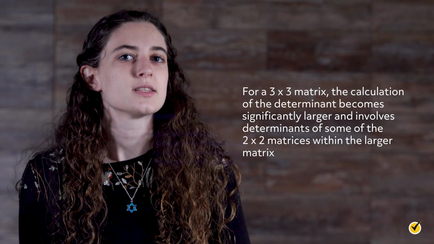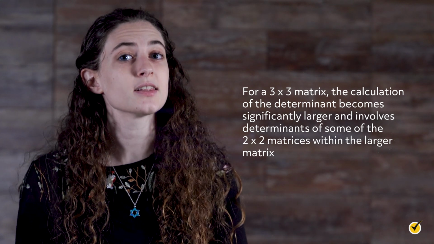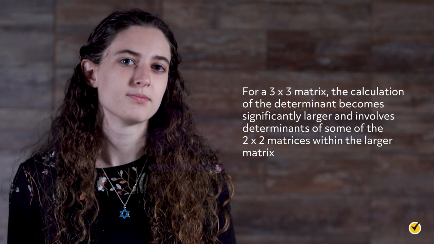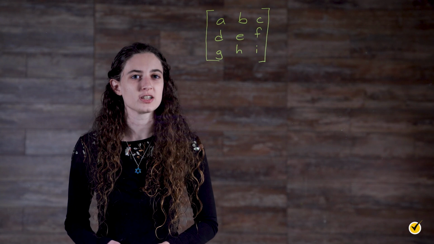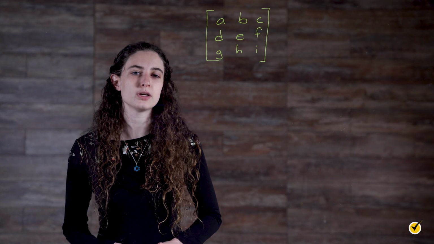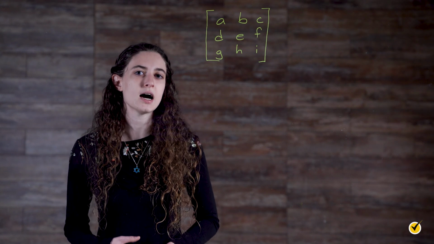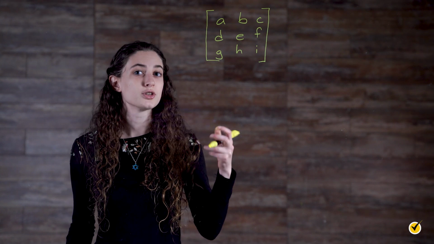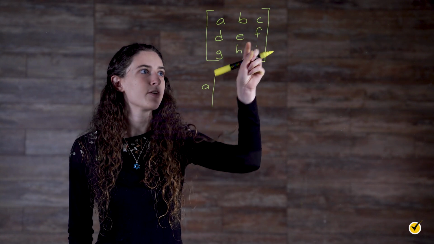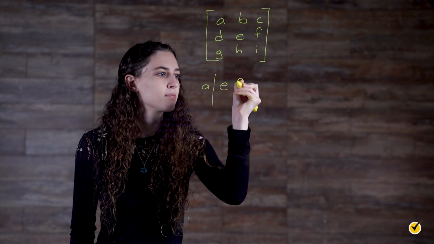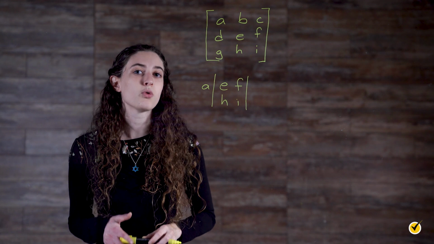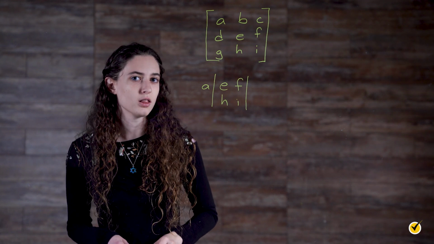For a 3x3 matrix, the calculation of the determinant becomes significantly larger and involves determinants of some of the 2x2 matrices within the larger matrix. To find the determinant of a 3x3 matrix, we will start by multiplying the elements on the top row by the determinants of the 2x2 matrices created by using the 4 elements not in the original element's row or column. So if we start with A, we will then multiply it by the determinant of E, F, H, I. Because those are the 4 elements not in A's row or column.